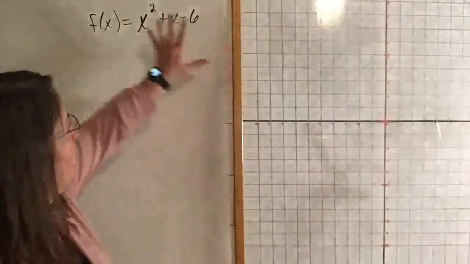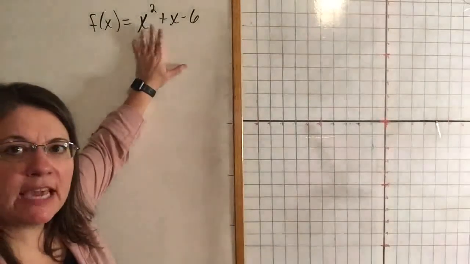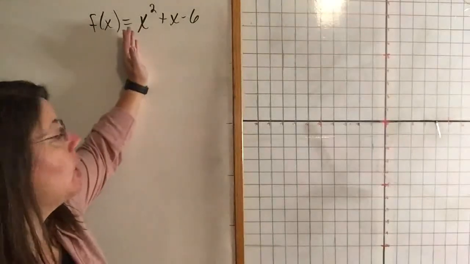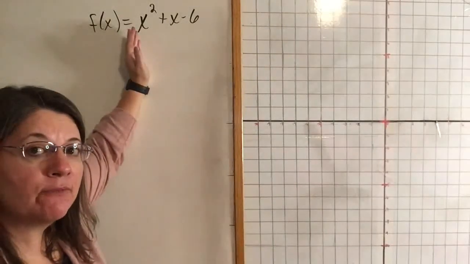So now let's talk about a quadratic equation that is in standard form and how we would go about graphing that. We can't go by the vertex here because it's not in vertex form.